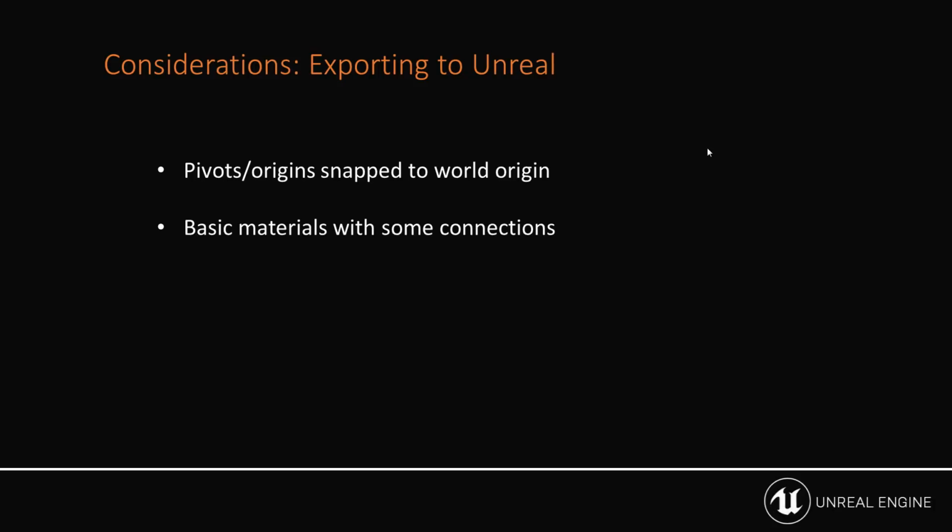Rather than each object having its own individual origin, they'll know their place or their position in space there. Now, basic materials with some connections is a bit of a limitation that we're dealing with when we work with things like FBX. We can have basic materials come over, but if we're doing anything more complex, maybe a different type of material network or something for a different render workflow, we are going to lose those connections when they come into Unreal to a certain degree. There's been some advancements lately that are helping that process along as well.